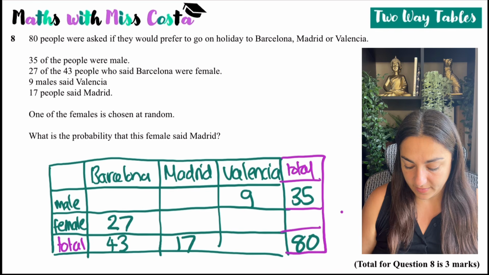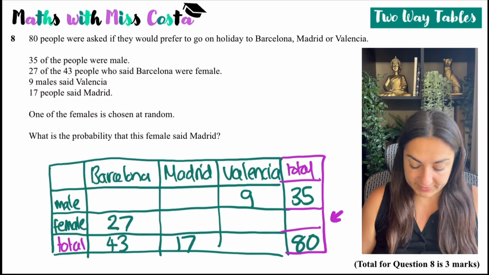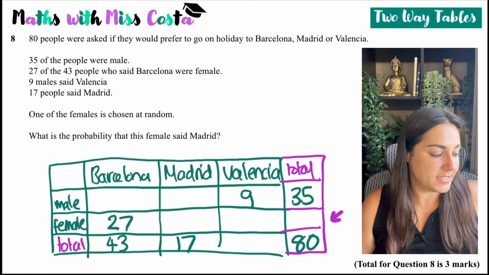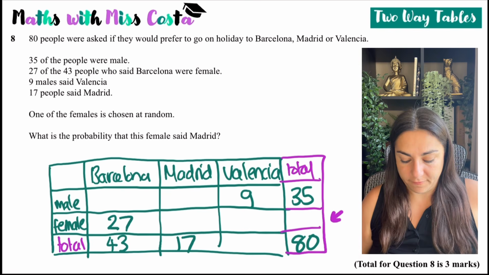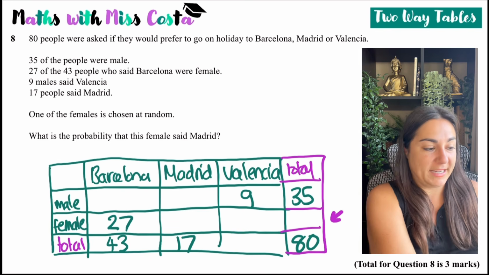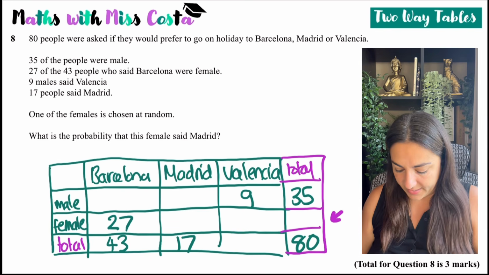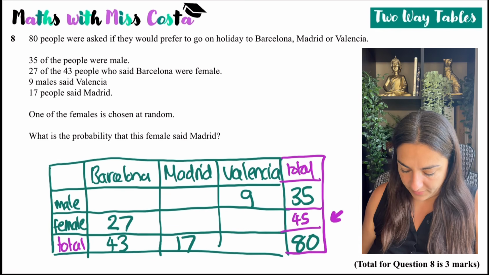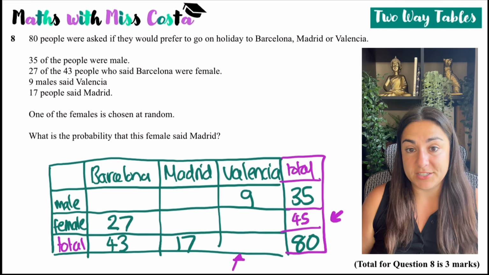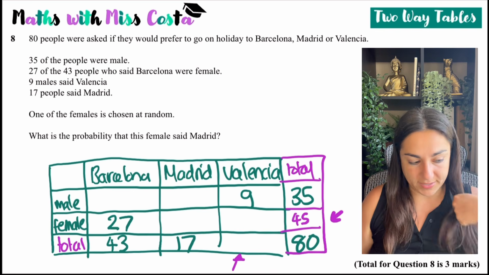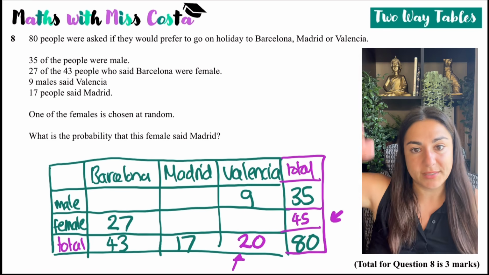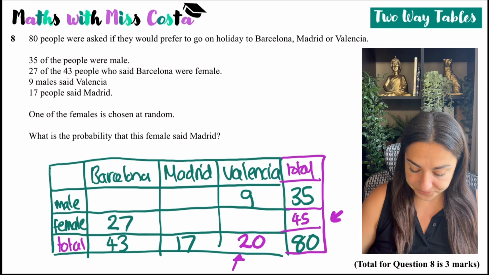So over here, I can find out how many females there were because I know that they all must add up to 80. So 80 take away 35 is going to give me 45. So I can fill that in. And from then on, it's just finding the missing value and filling it in. So this is 45. What can I work out next? Well, there's a missing value over here. So I'm going to do 80, take away 43, take away 17, which is 20. Because your totals always need to add up to 80.